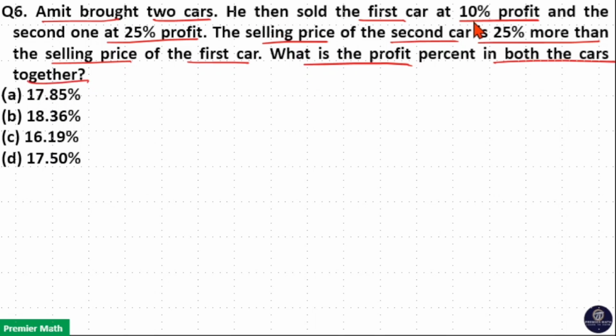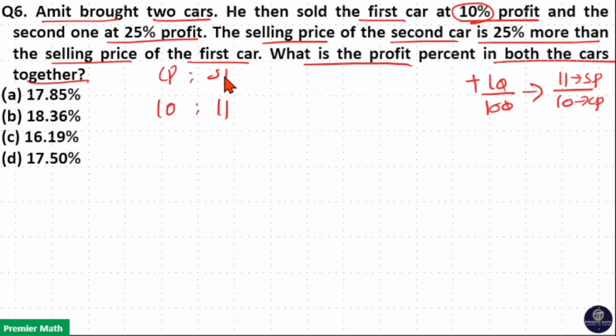Here Amit sold the first car at 10% profit, means plus 10% means 10 by 100, plus 1 by 10. Means if 10 part is the cost price, then 10 plus 1, 11 part is the sell price. Now take the ratio, that is 10 is to 11 is the cost price and sell price ratio.